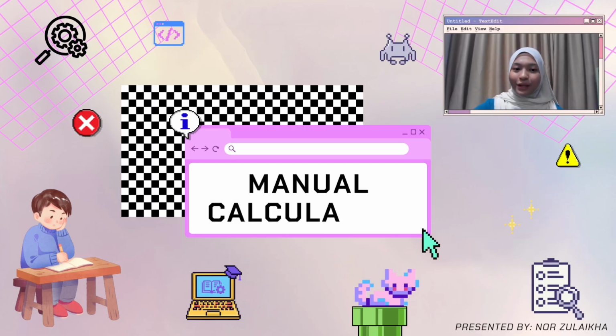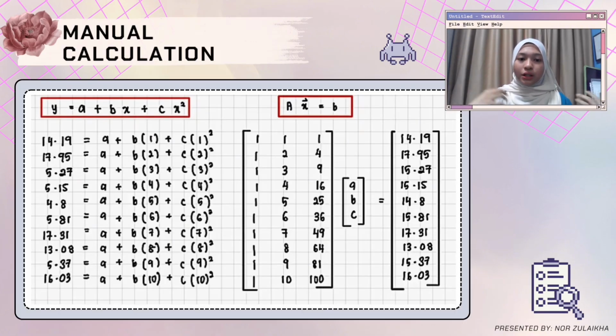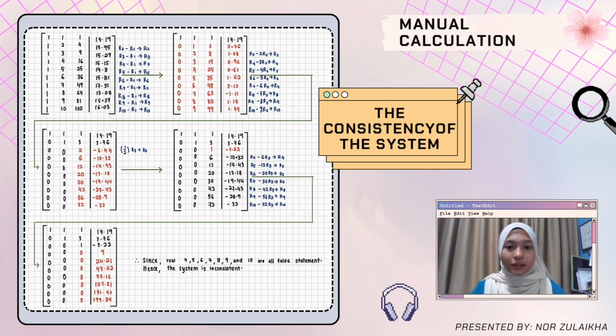Hi, my name is Zulaika. I will explain about manual calculations. First thing first, we need to change the data into a linear equation that is y equals a plus bx plus cx squared. Then we transform it into a matrix form that is Ax equals b. Now we will check the consistency of the system by elimination row operations. Now we will look at the slide, we use row echelon form to get the result.